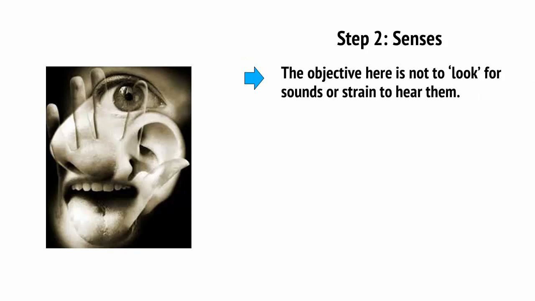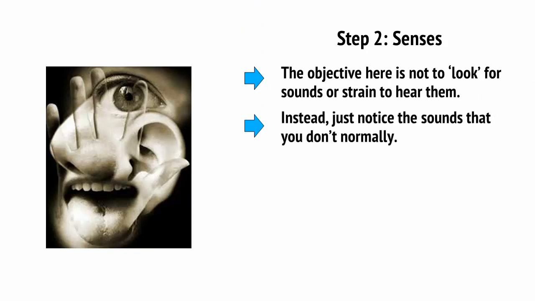Next, you're often told to focus on your physical senses. This means noticing the smells, sounds, and even the temperature around the room. Your eyes will normally be closed, so sight is ruled out of this one. The objective here is not to look for sounds or to strain to hear them. Instead, just notice the sounds that you don't normally.